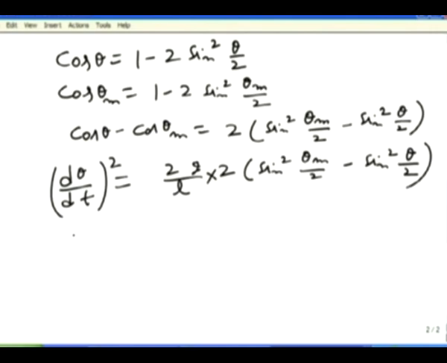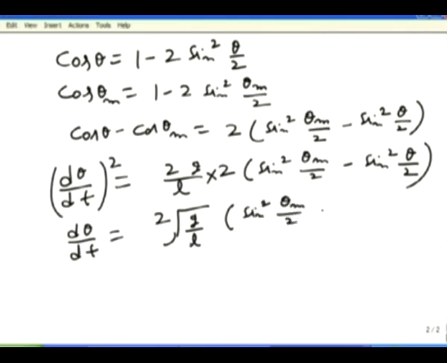So, therefore, d theta by dt can be written as 2 under root g by L, sin square theta m by 2 minus sin square theta by 2 in bracket, that is, square root of this one.